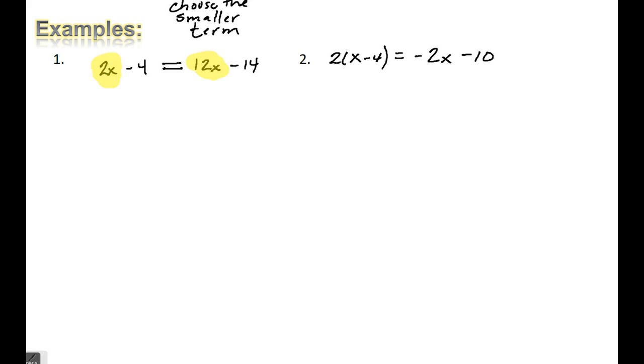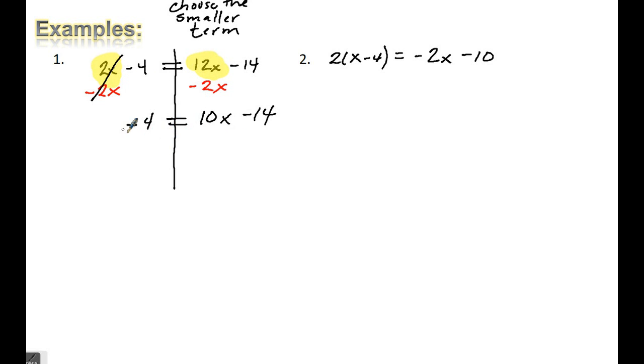So we're going to subtract 2x on both sides. The 2x is going to cancel, and I'm going to be left with negative 4 equals 12x minus 2x, which is 10x minus 14. If you choose the smaller term, you avoid a lot of negative x's. A lot of students have trouble with the negative x at the end, or a negative variable, and they don't know what to do. So choose the smaller term. Between 2x and 12x, 2x was the smaller term, therefore I subtract the smaller term.